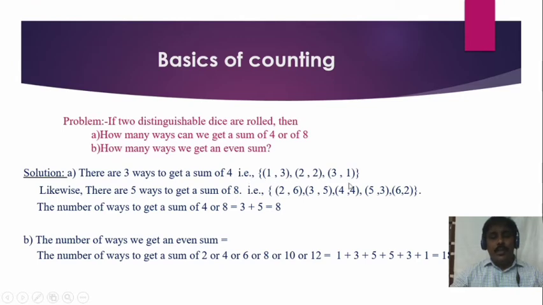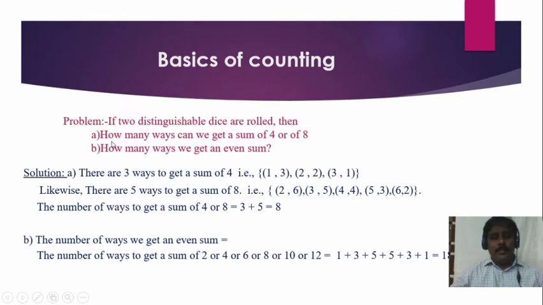We have to check these values only in our 6 power n, 6 square, 36 elements. We already know that the 36 elements are 1 1, 1 2, 1 3, 1 4, 1 5, 1 6, and so on up to 6 6. So we have to choose these values only from those 36 elements. So there are 3 ways of getting a sum of 4. 1 comma 3, that is 1 plus 3, 4. 2 plus 2, that is 4. 3 plus 1, that is 4.